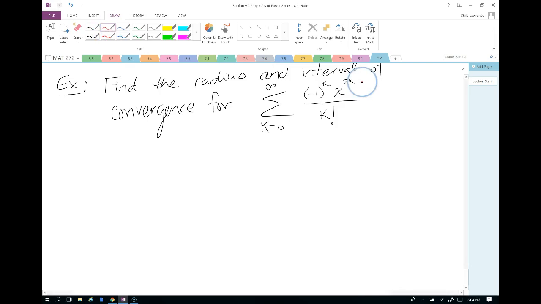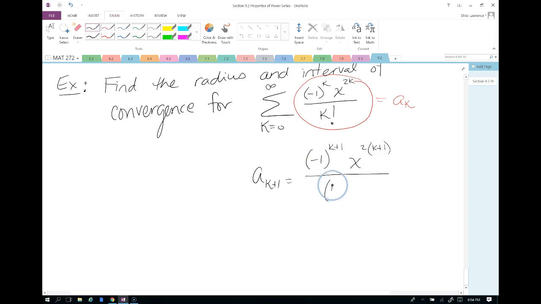So what they have given us is our a sub k, and we need to write out what a sub k plus 1 would be. So wherever I have a k, I'm going to put a k plus 1. And be very careful when you do this. x to the 2k does not turn into x to the 2k plus 1. It's x to the 2 parentheses k plus 1, and then k plus 1 factorial in the bottom.